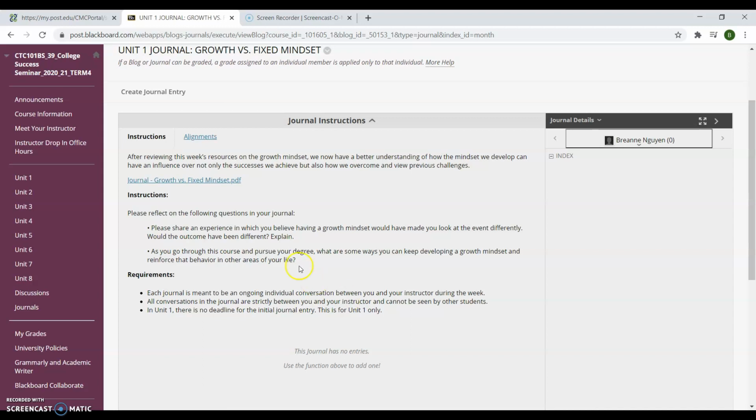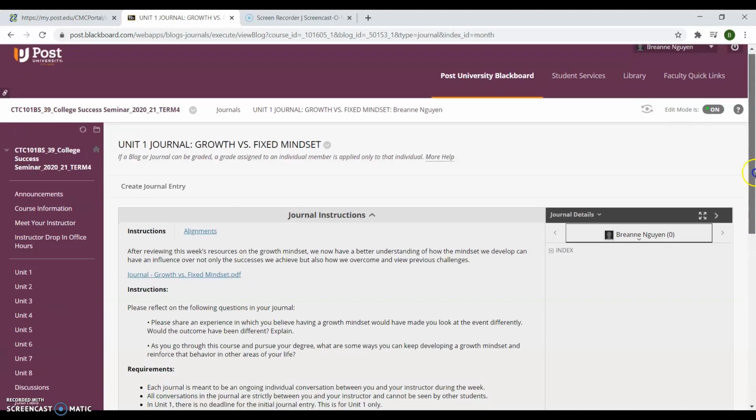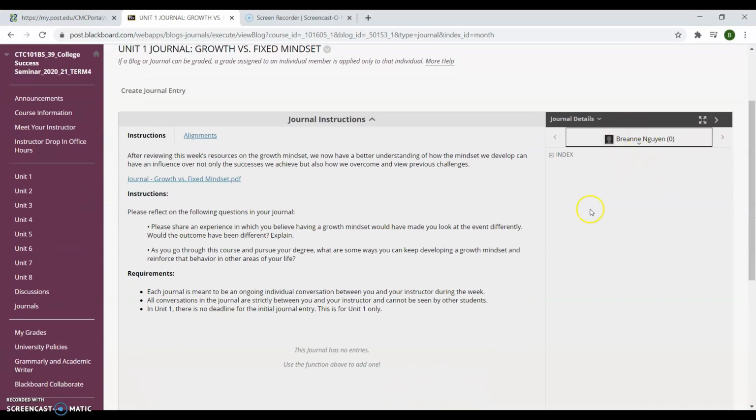Now, be very mindful that these journals are 100 points, so they are meant for you to think critically, think outside of the box, and to share whether it's personal and or professional examples with me. This one here tells you exactly what you're to reflect on in the journal. So you would create your journal, you would respond to the questions, and then you would post your journal. Now, I'm not going to click into any of the journals here because of confidentiality and seeing other students' journals.